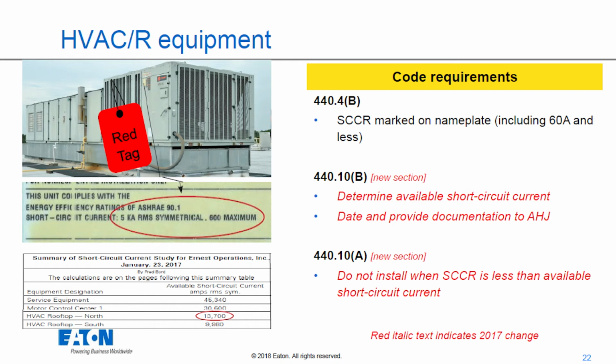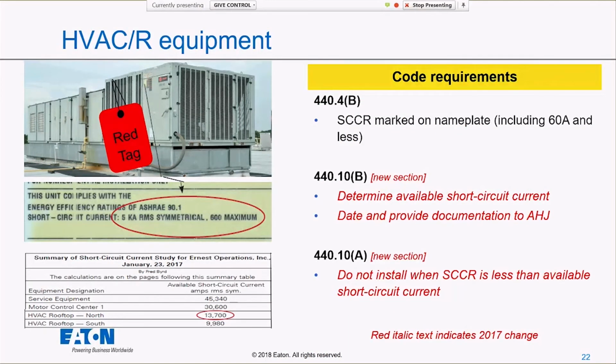So it used to be that if it was a 60 amp or less piece of equipment, you did not need to have a short circuit current rating, and that exception was removed. So now all HVAC equipment, unless it's cord and plug attachment type, should have a short circuit current rating. And then again, they added the ability to provide documentation of what that available fault current is. So determine what the available fault current is, document it.